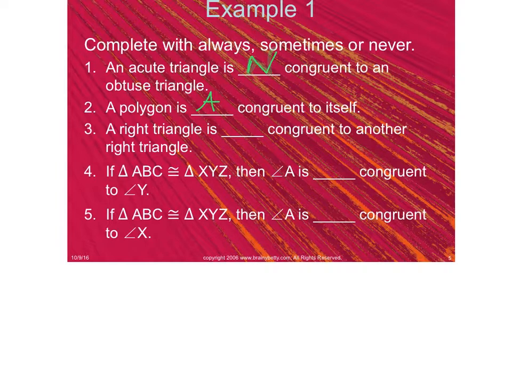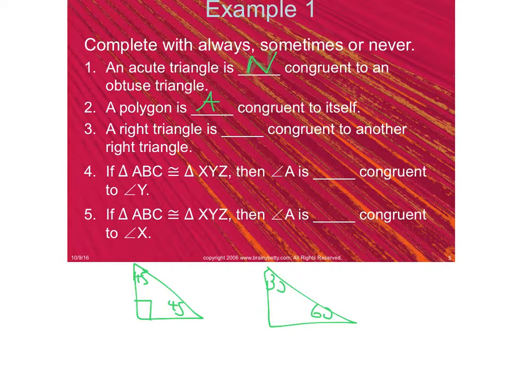No, not always. What if we have a right triangle and let's say it's got 45, 45, 90, and this one's got 30, 60, 90? Are these always congruent to each other? No, so sometimes. All right.